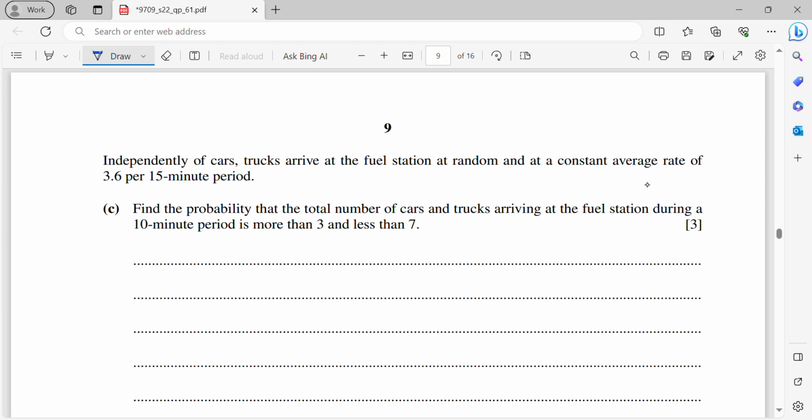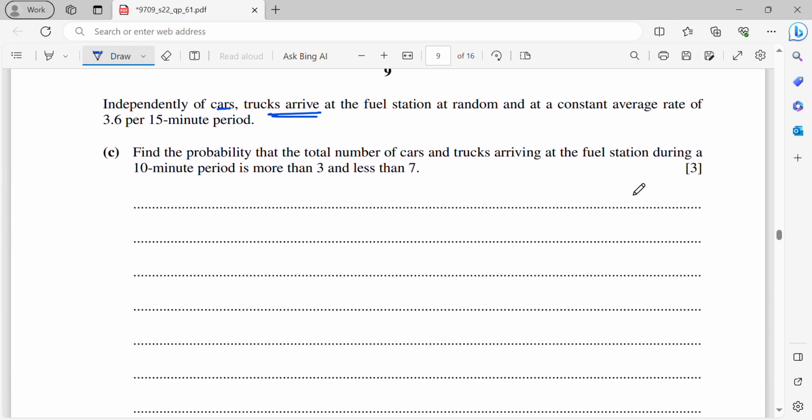Okay, now independently of cars, trucks arrive. Just now was car, now trucks arrive at the fuel station at random and at a constant average rate of 3.6 per 15 minute period. C. Find the probability that the total number of cars and trucks arriving at the fuel station during a 10-minute period is more than 3 and less than 7.